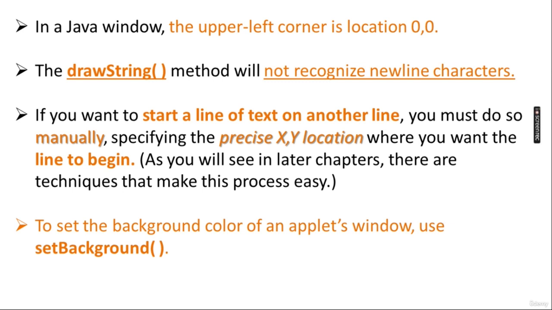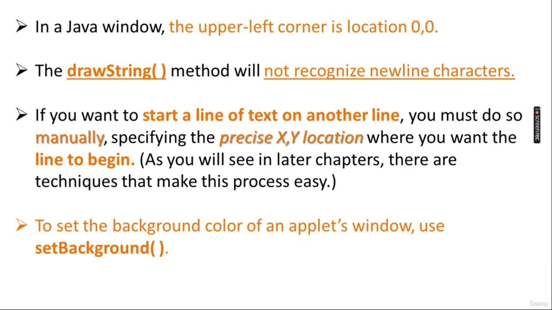The drawString method will not recognize newline characters at all. So if you want to start a line of text on another line, you have to do so manually, specifying the precise x, y location of the new line. Here you want to display the output. And in the upcoming chapters, there are techniques that will make this process easy.